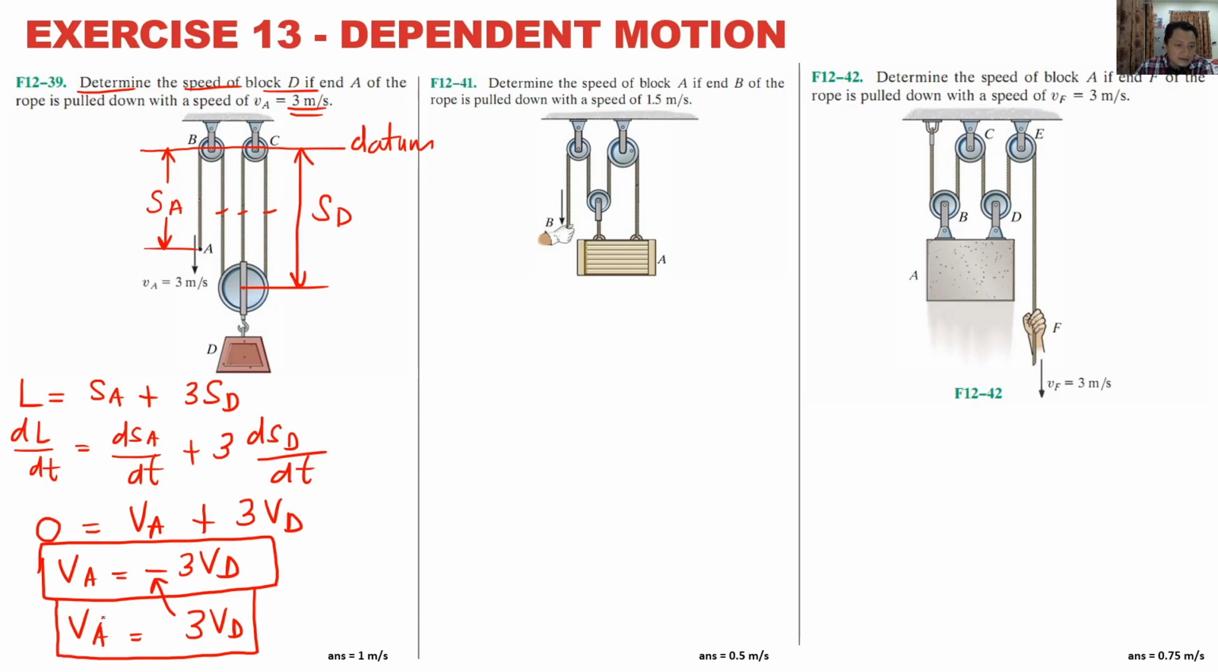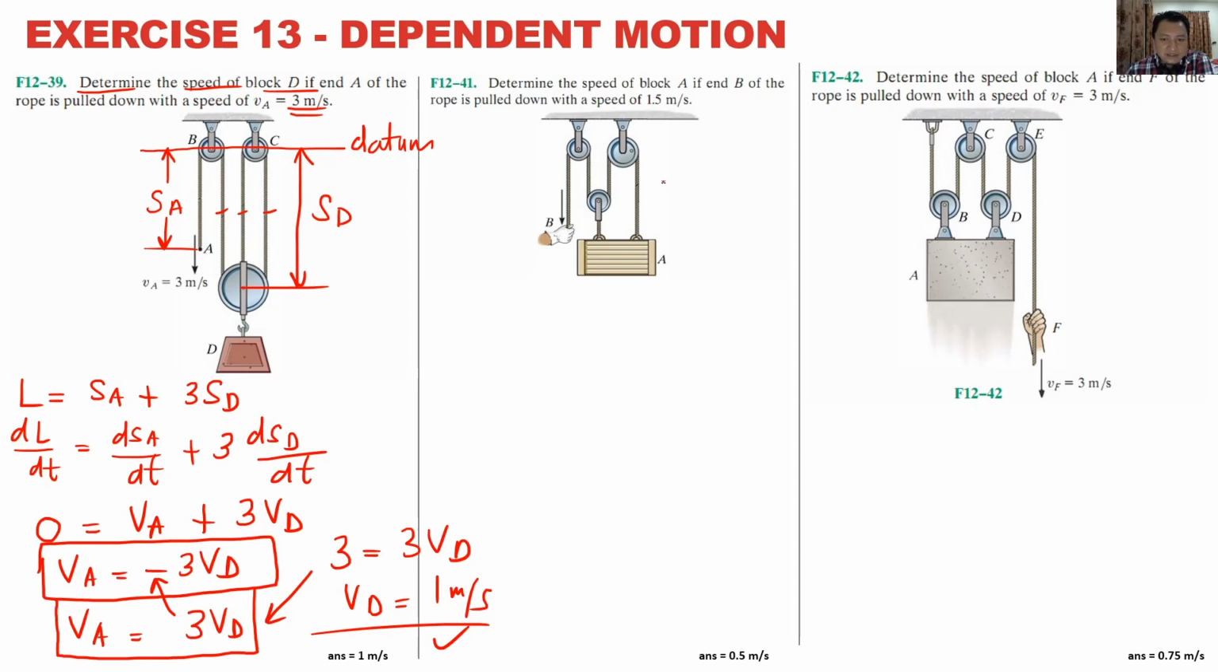Is this correct? Doesn't look correct, huh? But let's check it out. VA equals 3. VA 3 equals 3VD. So VD equals 1 meter per second. Okay, correct.